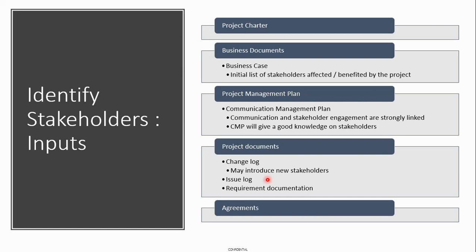To resolve the issue, the requirement documentation, as I told you, the requirement traceability matrix will give you the stakeholder list. Then agreements, definitely agreements will give you the stakeholder list. Basically, the signature itself will tell you who is the first key stakeholder on your customer side, from the signature of the agreement, plus all other agreements, supply agreements. They will always give you the list of stakeholders that you need to tackle in your project.